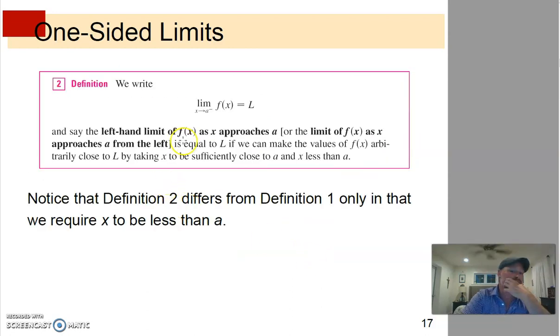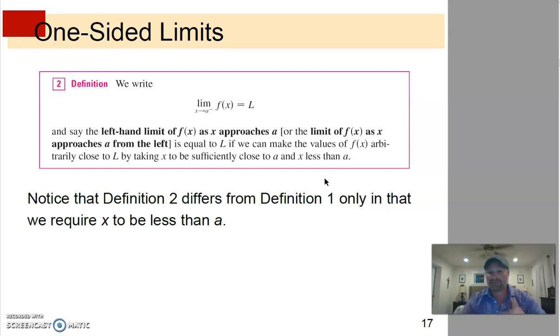Now, the way that we read this is very important. We write this and we say that the left-handed limit of f of x as x approaches a, or the limit of f of x as x approaches a from the left, is equal to L if we can make the values of f of x arbitrarily close to L by taking x to be sufficiently close to a and x less than a.